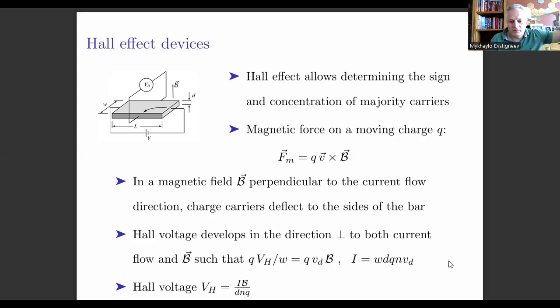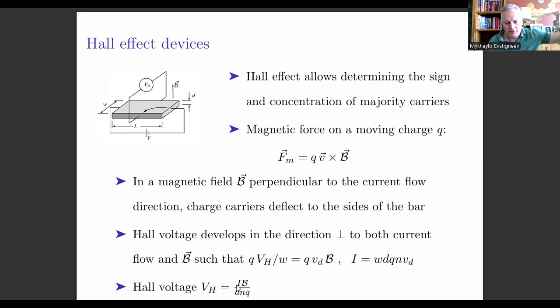But the drift velocity can be related to the electric current through the bar, which is the product of the bar cross-sectional area, width times thickness, W times D, times the electric current density. Electric current density is charge times the concentration of charge carriers, assumed to be electrons here, n, times the drift velocity. So the drift velocity is expressible in terms of the electric current. As a result, we find the relation for the Hall voltage.